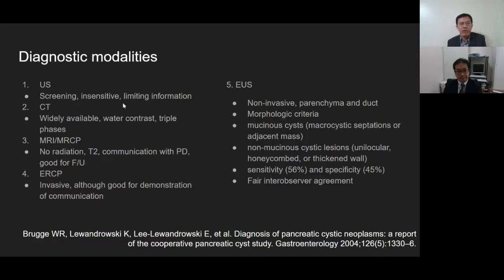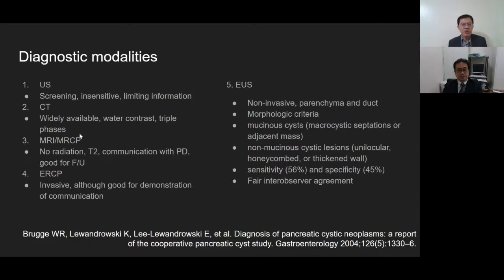We have ultrasound. Ultrasound is very common. It's good for screening, but it's insensitive and provides limited information. So practically, we wouldn't use ultrasound for that. It might be the most common imaging that identifies an incidentally found cystic pancreatic lesion, but after that, it's probably useless.